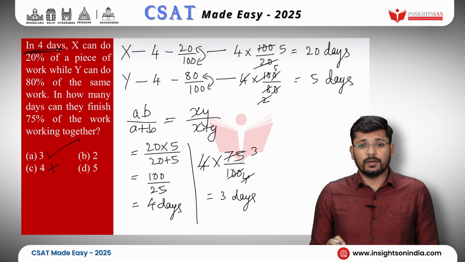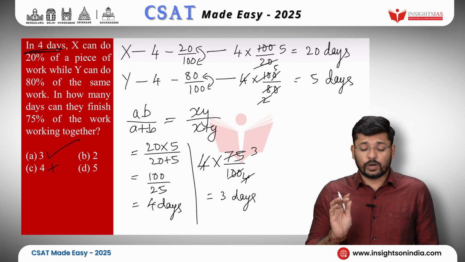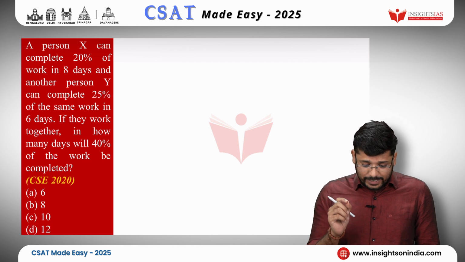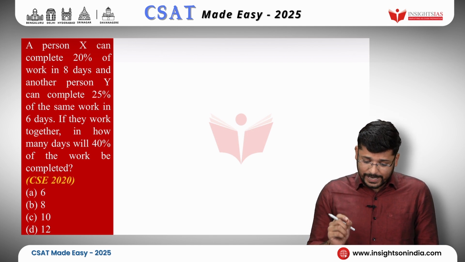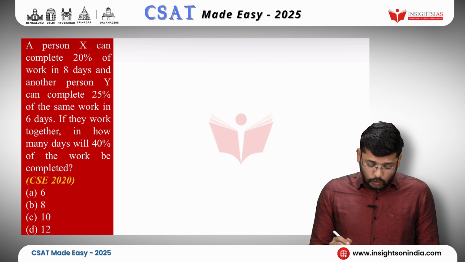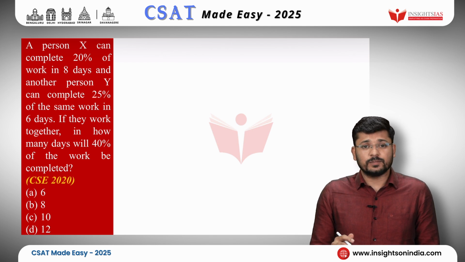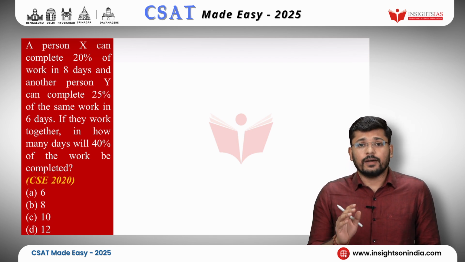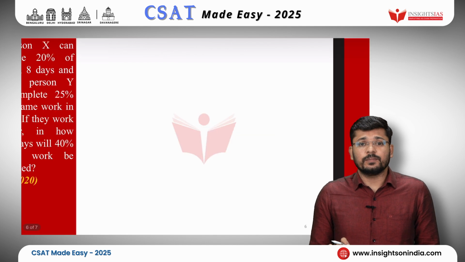Now it is time for your homework question. A person X can complete 20% of work in 8 days and another person Y can complete 25% of the work in 6 days. If they work together, in how many days will 40% of the work be completed? Solve this and drop your answers in the comment section.